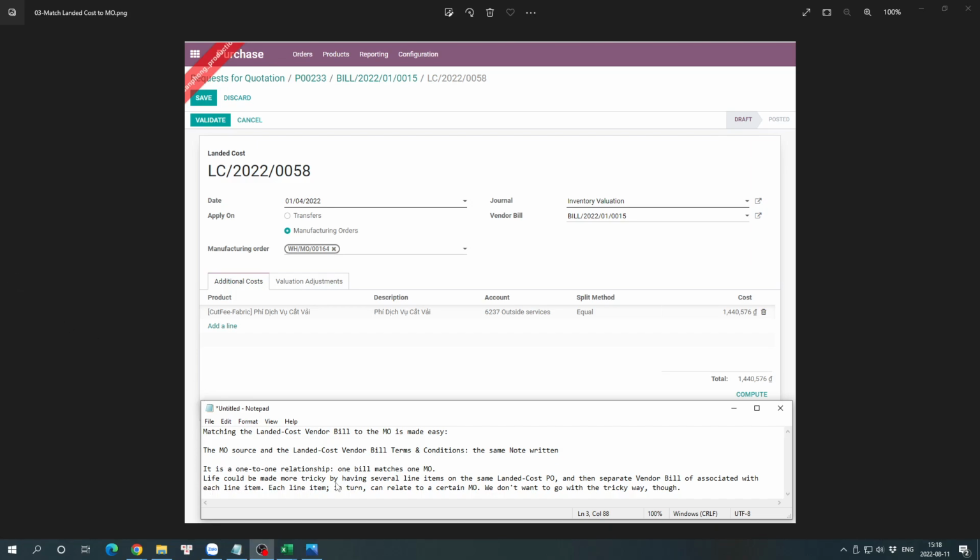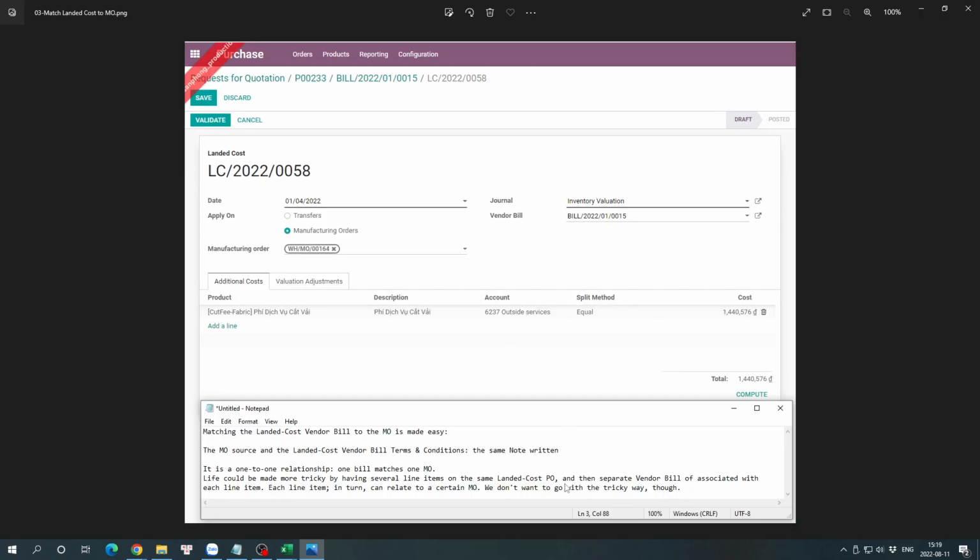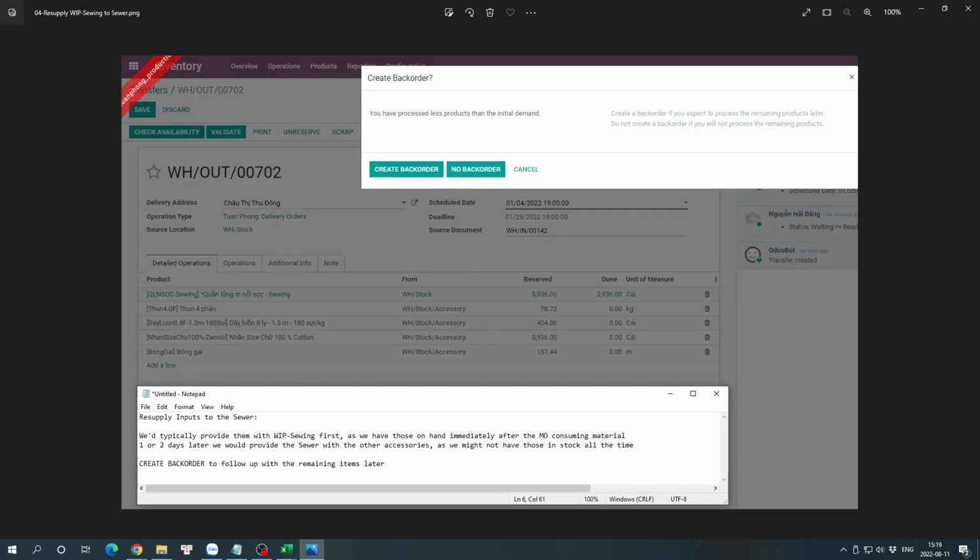Life could be made trickier by having several line items on the same landed cost PO, and then a separate vendor bill associated with each line item. So don't use too many line items in this vendor bill. Make sure it's a one-to-one relationship to which manufacturing order you're talking about. That's what it's about. Next.